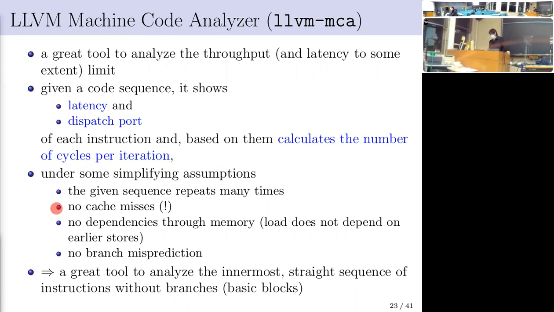Another simplifying assumption is that it assumes there are no cache misses. It is actually a big limiting factor that makes a huge gap between what this tool tells you and what actually happens on the machine. But nevertheless, it's a very useful tool to analyze the throughput limit that purely stems from the processor, not memory.